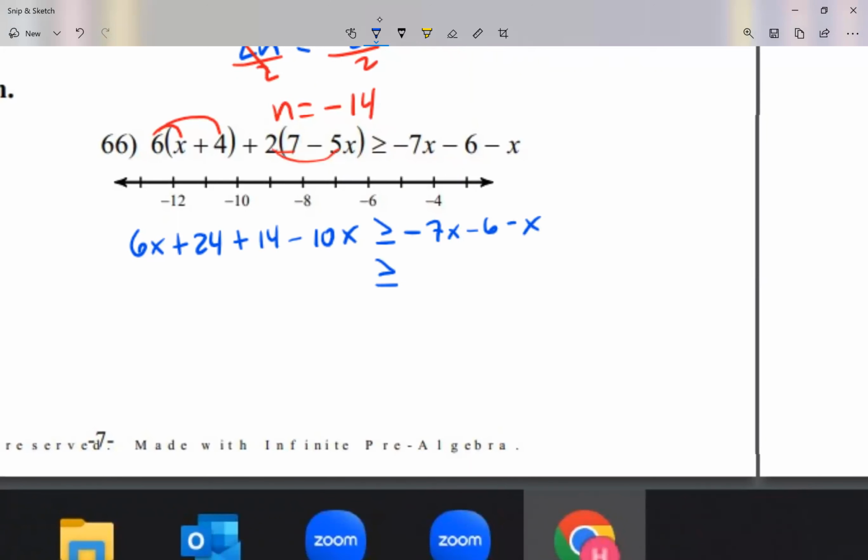So here's my inequality side. On the left side, let me combine what I can. 6x minus 10x. It's going to give me a negative 4x. Signs were different, so subtract, keep the sign of the large one. Then I see a 24 plus 14. That's going to be 38. On the right side, I can combine this, negative 7x and a negative 1x. That's a negative 8x and then minus 6.